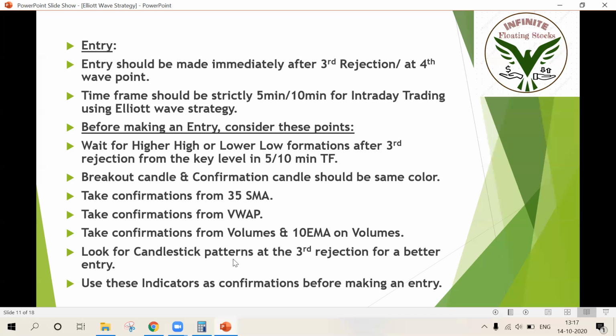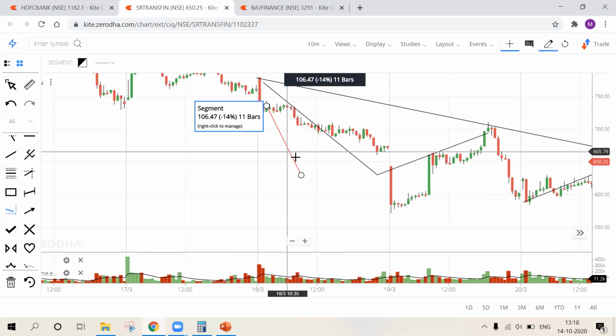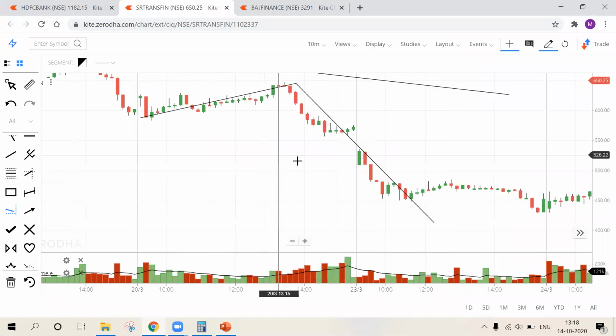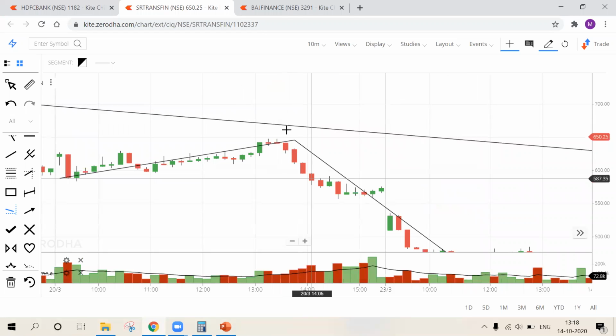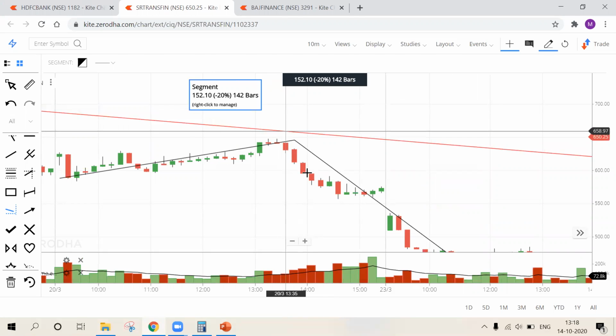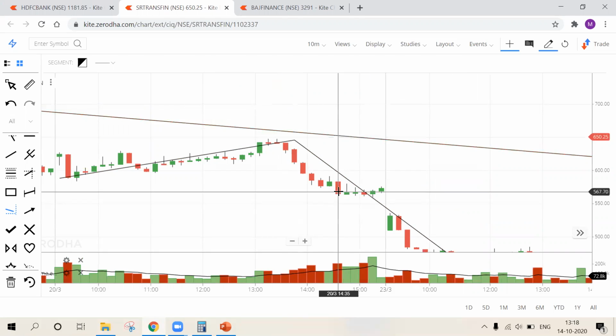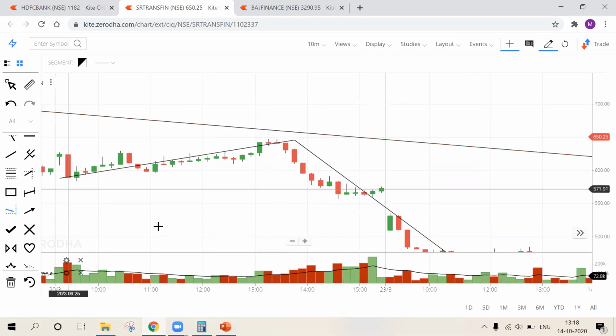Okay, and look for candlestick patterns at the third reaction for better entry. Use these indicators as confirmations before making an entry. All right, in this scenario, it's getting rejected badly from the third rejection point, from the third touch point. Okay, so confirmation 1 is done.